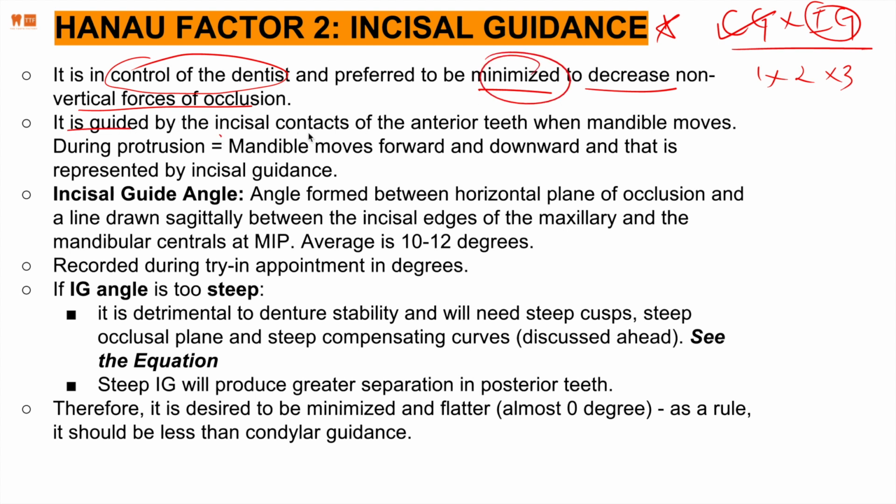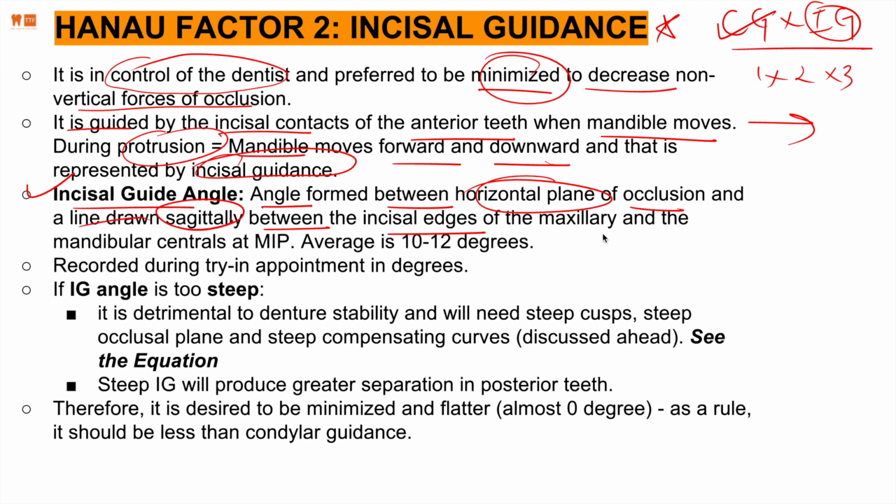See, it is guided by the incisal contacts of the anterior teeth when the mandible moves forward. During protrusion, the mandible moves forward and downwards, right? That motion is represented anteriorly by incisal guidance. Of course, posteriorly, it is by condylar guidance. The incisal guide angle is the angle formed between a horizontal plane of occlusion and the line drawn sagittally between the incisal edges of the maxillary and the mandibular central teeth at maximum intercuspation. The average angle is 10 to 12 degrees.